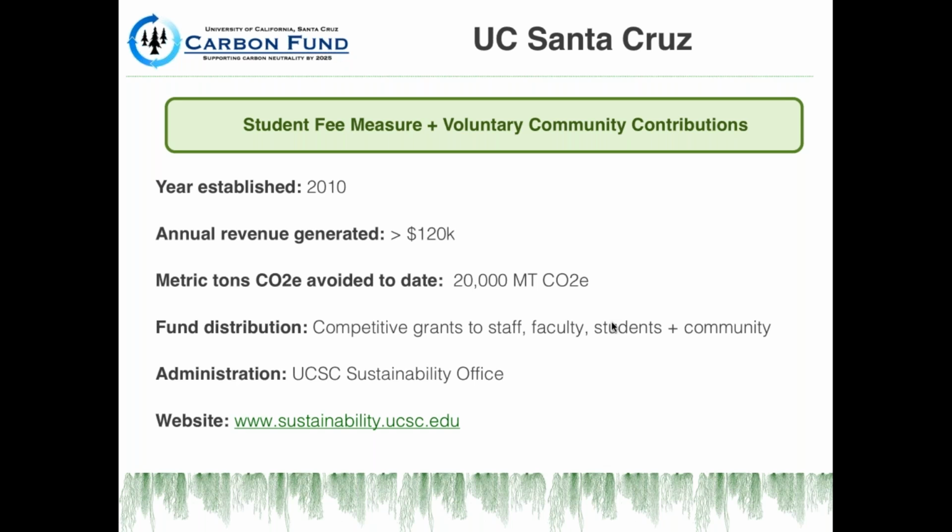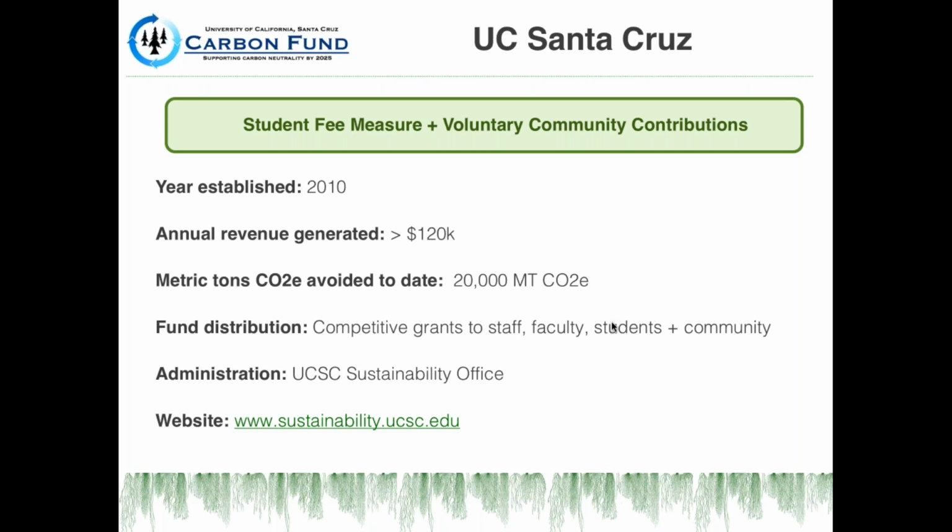They also have a capital campaign that they have been able to allow donors to specify donations to go directly into this fund. However, I would say the vast majority of the fund is revenue from the student fee measure. They generate over $120,000 a year through this fund. They have a superb track record of emissions avoidance and reductions.